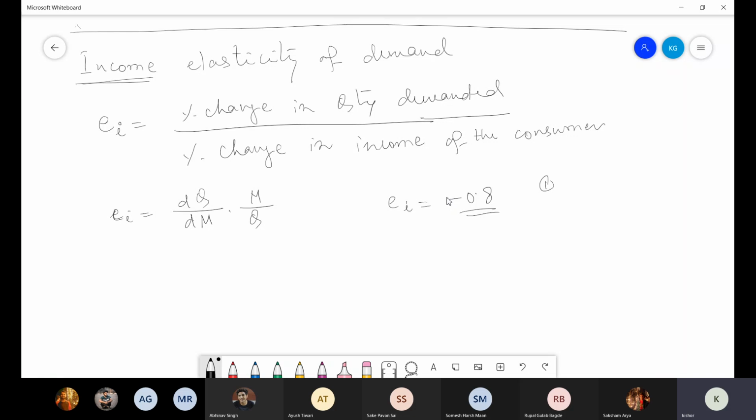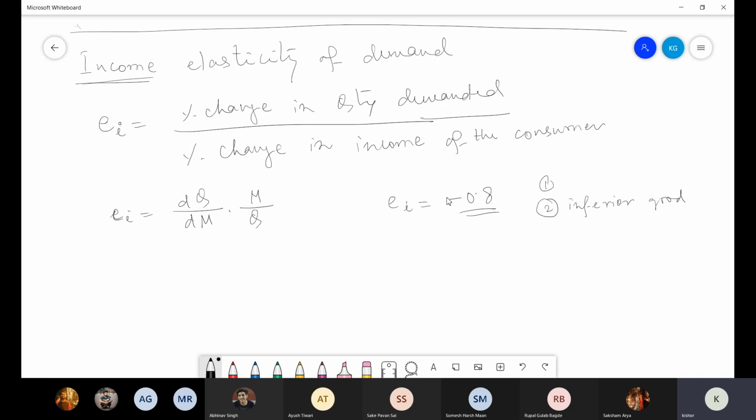The second interpretation is that the commodity is an inferior good, because income increases and quantity demanded decreases. When you observe such a situation, the good is an inferior good, not a normal good. Only then will you find such a negative relationship, because in a normal situation it is a positive relationship.